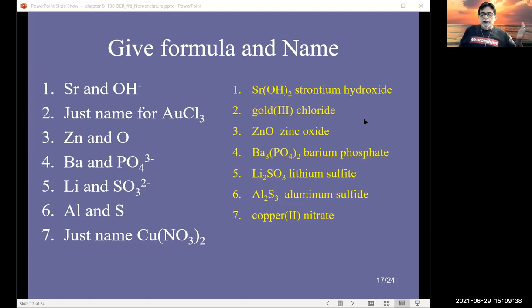AuCl3, we just need the name here. We don't know what the oxidation state is for gold, but we do know the oxidation state for the chlorides. Each one is a -1. Where there's 3 of them, that means the gold must be a +3. And so its name will be gold, Roman numeral 3, chloride. The zinc is a +2. The oxide is a -2. Straightforward. 1 zinc, 1 oxide. Its name will be simply zinc oxide.